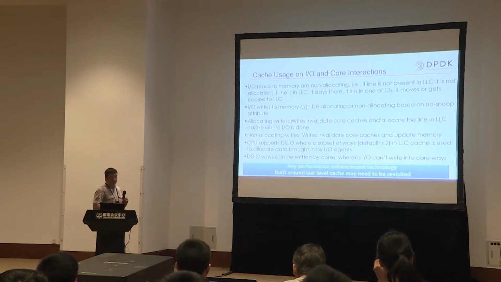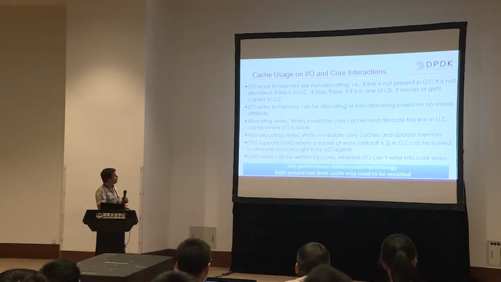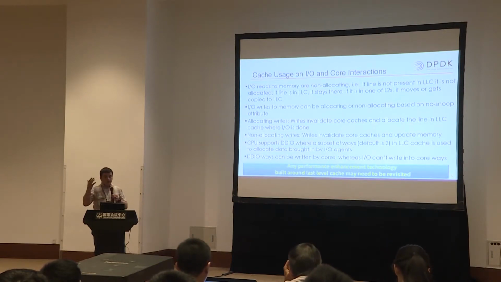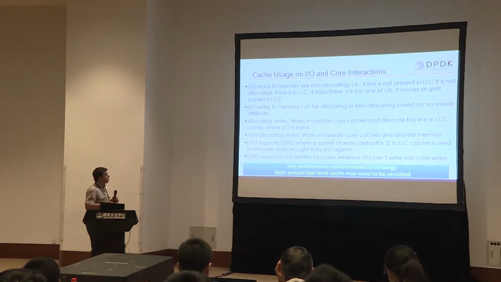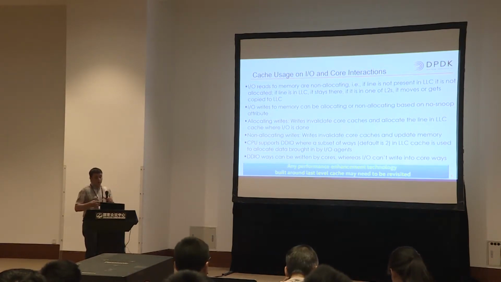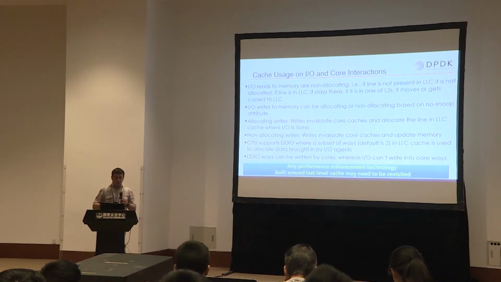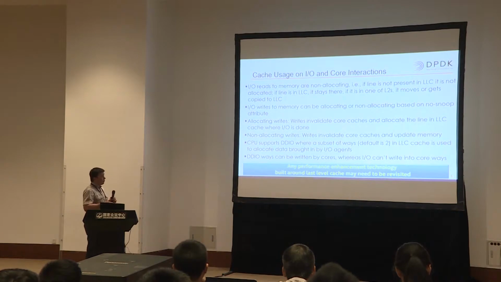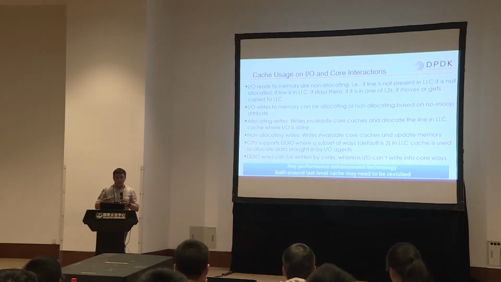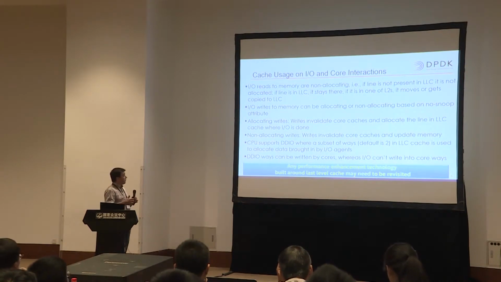Okay, so this slide provides a summary for cache usage and CPU and I/O interaction, and a few comments on this. On a very high level, there are two different I/O flows, allocating and non-allocating. Non-allocating flow is used for delivering data to DRAM, and it means that we are not going to allocate an LLC entry in the last level cache. Allocating flow is used for delivering data to the LLC. And it's worth mentioning at this point that there are three different options to configure the platform for I/O usage models. I will talk about this a little bit later.